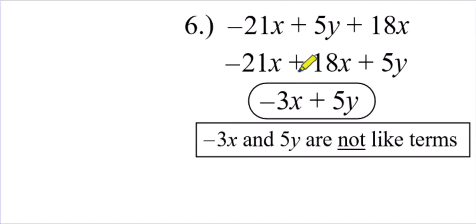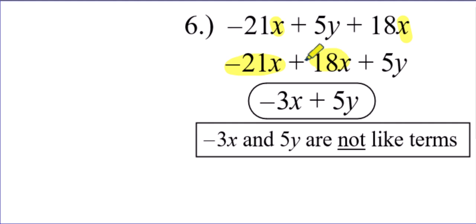The reason I typed up this one for you is I want you to know that x's are not the same as y's. They're not like terms. X's are like terms with other x's. So what I did is I used the commutative property. And this one already had addition in between. I didn't have to make subtraction into the opposite because there was no subtraction here. Switch the order, get the x's next to each other, add them together.